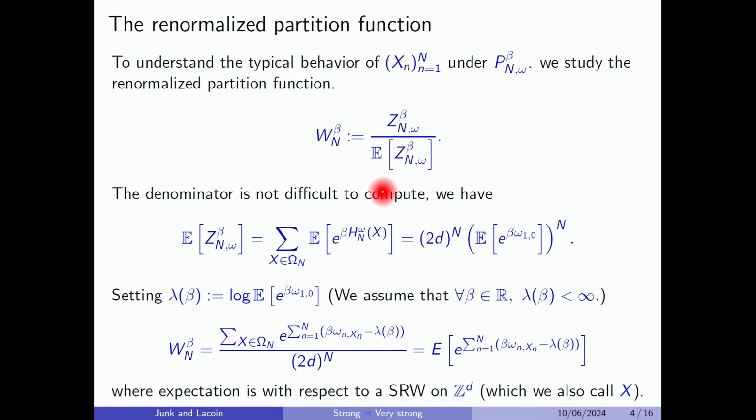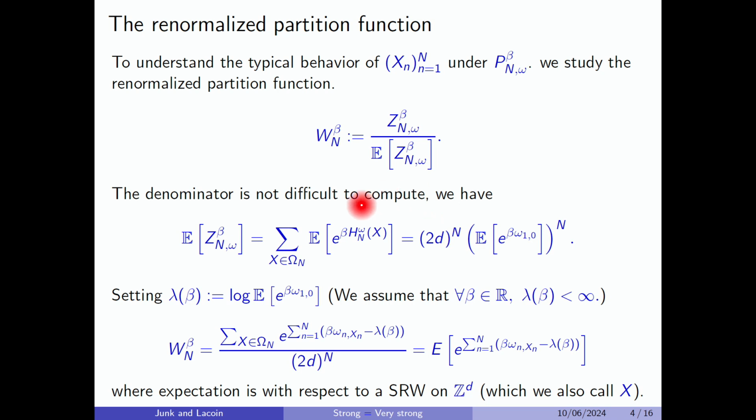The expectation of Z is not complicated to compute. Z is a sum, so you can just put this sum outside of the expectation. Then when you look at the expectation of exponential of beta times the energy, when you have fixed a path, the energy is just a sum of IID random variables. So what you get is the Laplace transform of one of these variables to the power n, because they are all independent. This gives us a way to rewrite W_n.